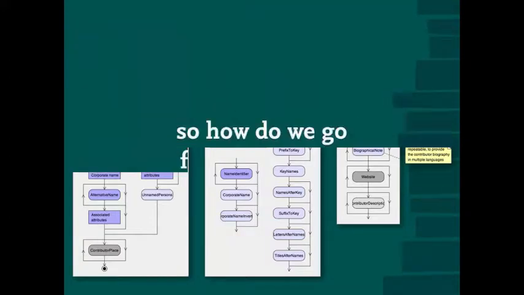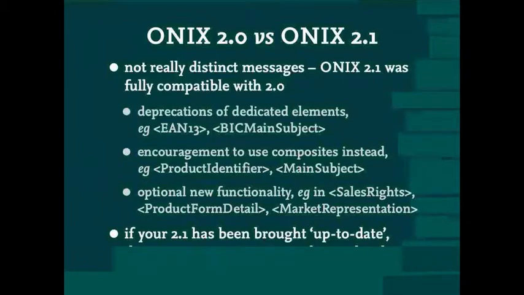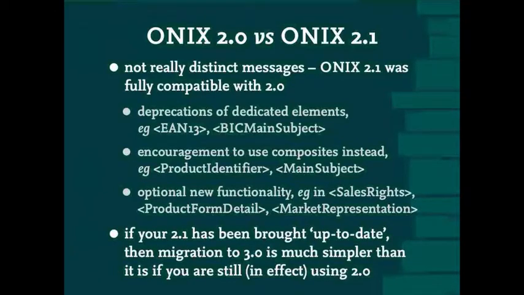So how do we go about migrating from 2 to 3? Well, let's not think about that quite yet. Let's think first of all about going from ONIX 2.0 to 2.1. This is something that quite a number of people did, maybe 10 years ago now. Now, the interesting thing is that ONIX 2.0 and 2.1 are not really that distinct. 2.1 was fully compatible with 2.0. All that happened was that certain elements from 2.0 were deprecated, they were discouraged.